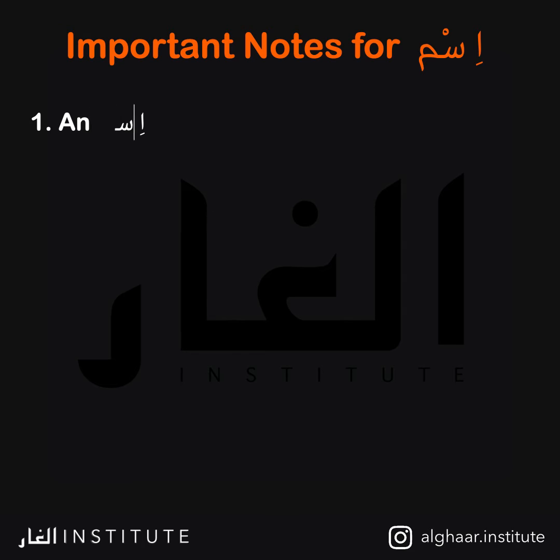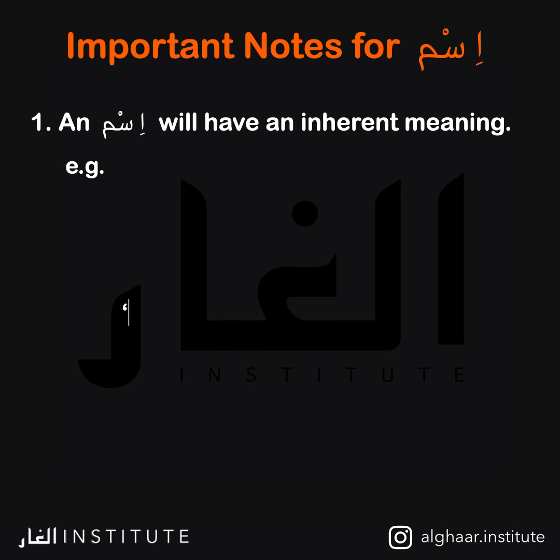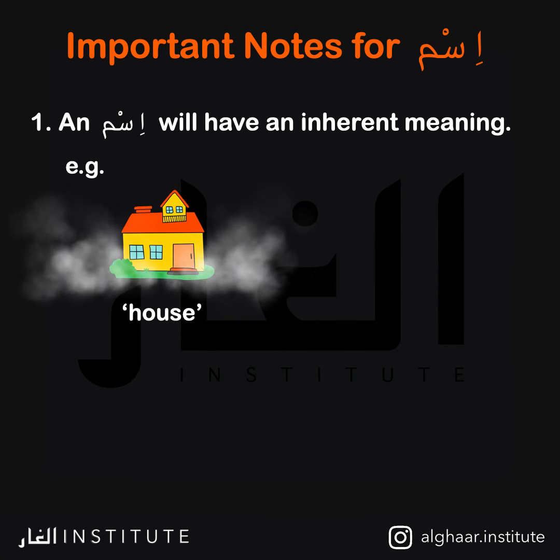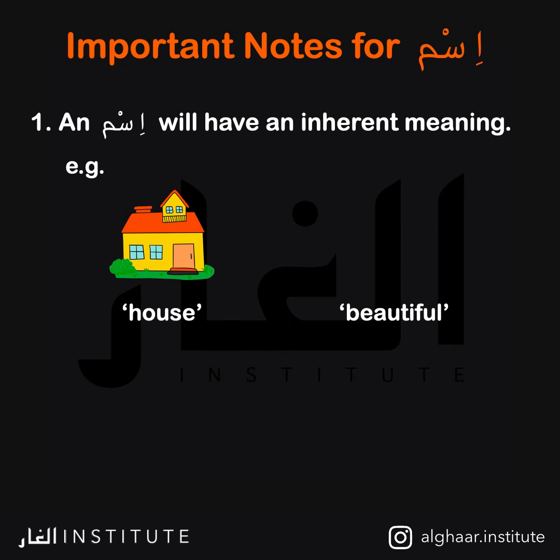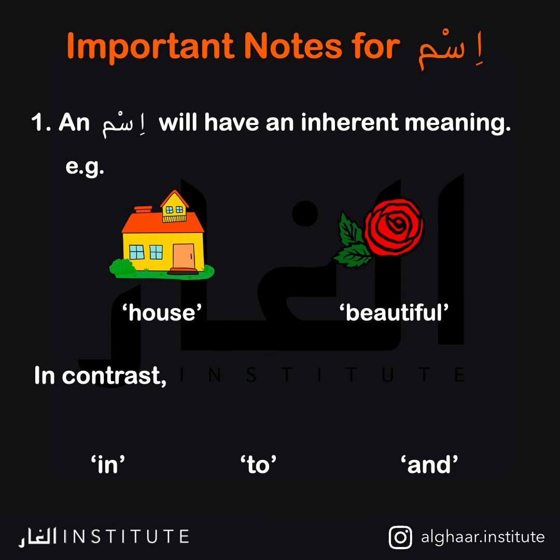There are 2 main points to note for ism. Number 1. An ism will have an inherent meaning. By this I mean, when you hear it, you'll think of something. So for example, if I said to you house, we think of something like a house. Or if I said to you beautiful, one might think of the full moon or a flower. We all know what beauty means for us, even though it may be subjective. In contrast, if I said the words in, or to, or and, without any context, nothing specific comes to mind. We'll talk more about these kind of words when we speak about harf.